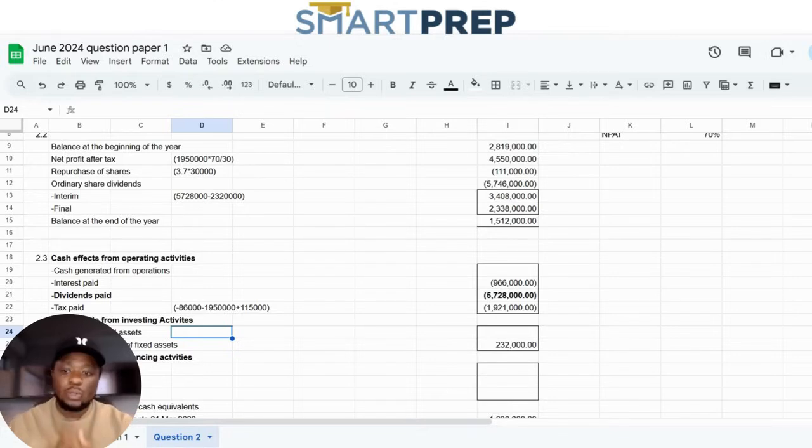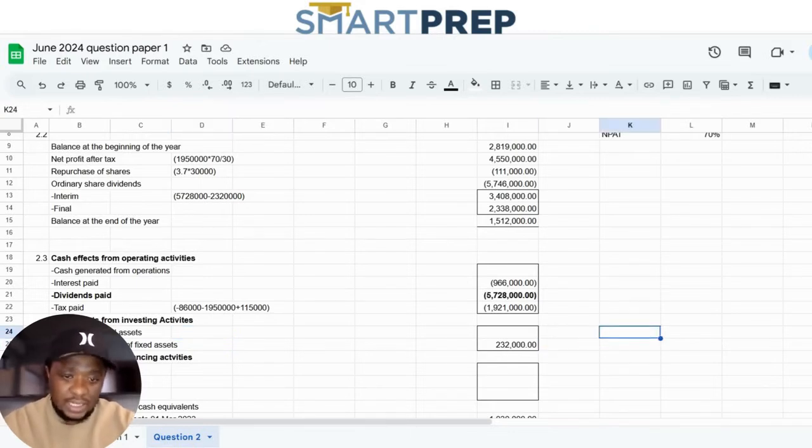So basically, we use the basic idea of the fixed asset note. If you think about the fixed asset note, we typically take the carrying value at the beginning of the year. So I'm going to call that A. And then we would add our additions at cost. So I'll name that B. And then you would subtract disposals at carrying value. And then you would subtract the depreciation. And then that would give you your fixed assets at the end of the year.